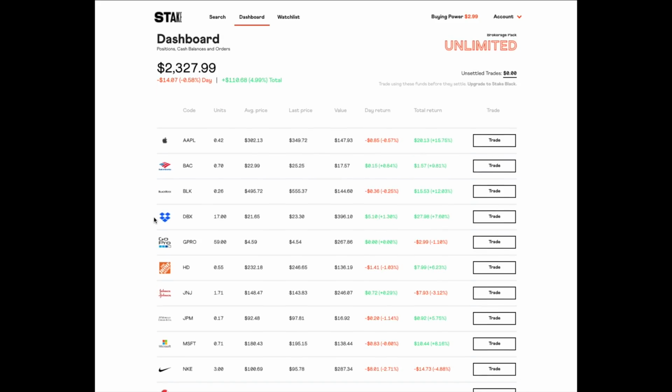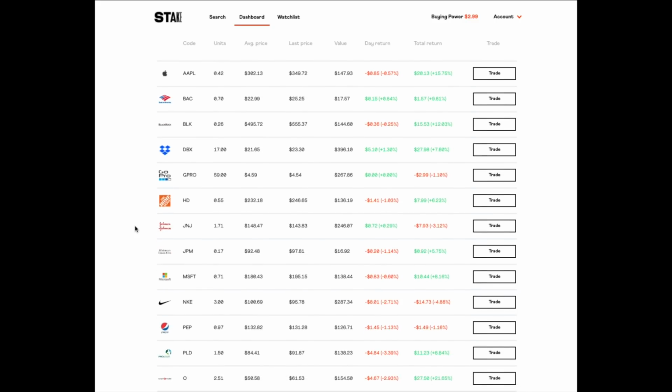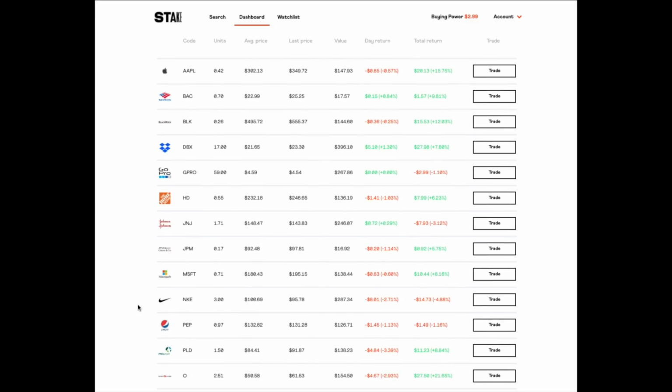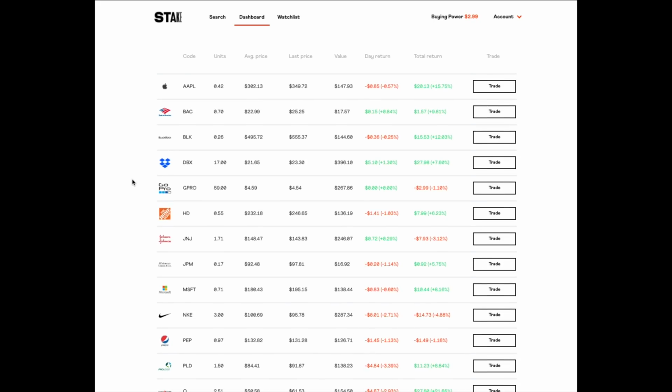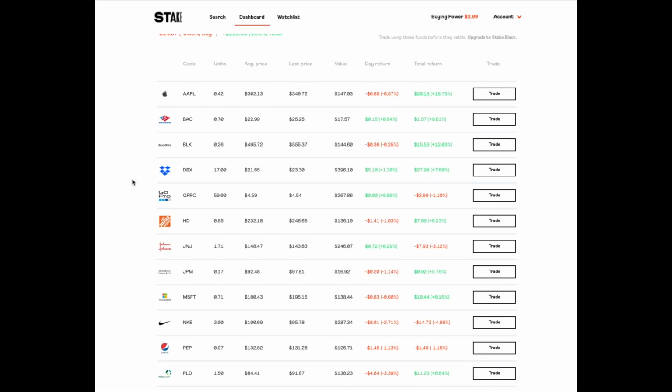Now, on that note, Dropbox and GoPro, they're not dividend stocks. Same with, actually, Nike is still considered to be a dividend stock, but Dropbox, GoPro, and Nike are purely free stocks that are given to me whenever any of you do decide to try Stake out for yourself.